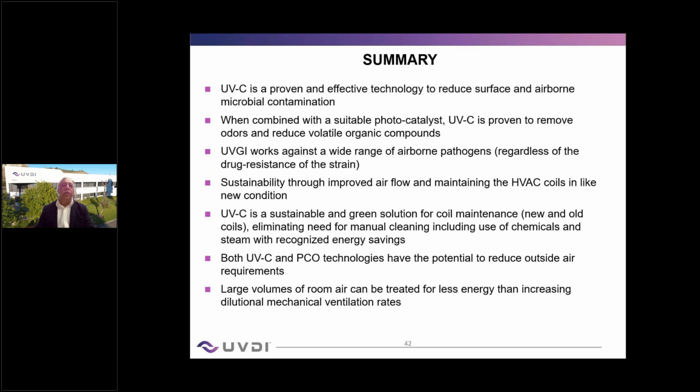When combined with a suitable photocatalyst, UVC is proven to remove odors and reduce VOCs. Again, effective against a wide variety of microorganisms. It's a sustainable technology, a green solution, and has the potential to reduce outside air requirements and have that energy benefit as well, which people were kind of shying away from.